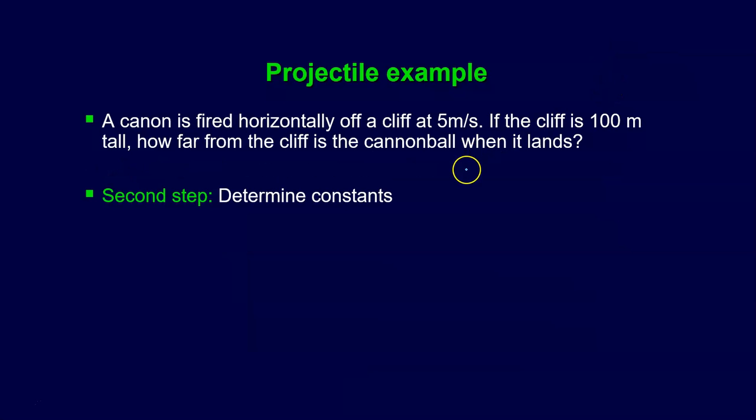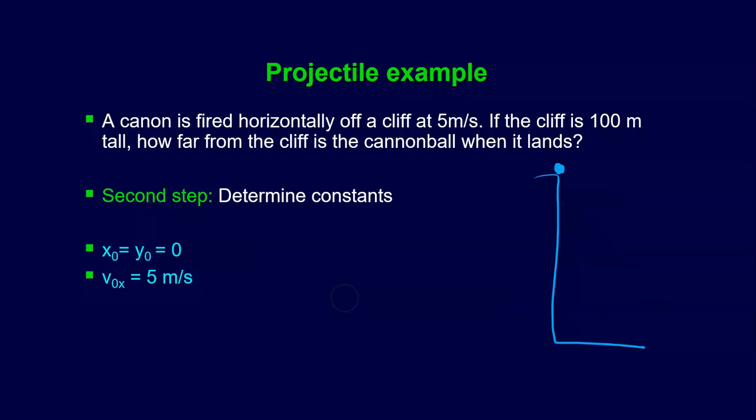The second step is determine our constants. In this case, we've got some cliff, maybe it looks like this. I'm going to call the height of the cliff 0. This is going to be my origin, which means as the cannonball goes down, it's going to start moving in the negative y direction. So that's a little bit tricky.